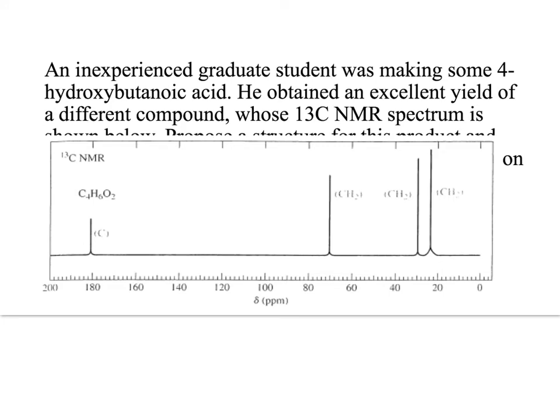This problem is talking about carbon NMR, and we are to look at 4-hydroxybutanoic acid. But this was not the compound that was obtained. See, a different compound was obtained. So you have 1, 2, 3, 4 peaks. So that means you have 4 different carbon compounds.